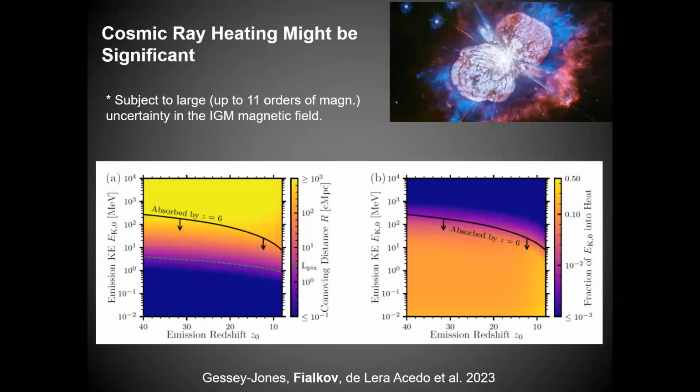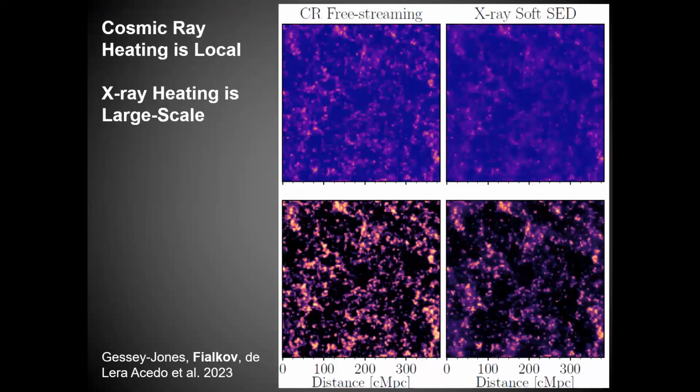I'll skip some things because I think my time is almost up. So another potential heating source is cosmic rays. And again, Thomas, under my supervision, showed that cosmic rays, so these are charged particles, would have a very different heating profile compared to X-rays.